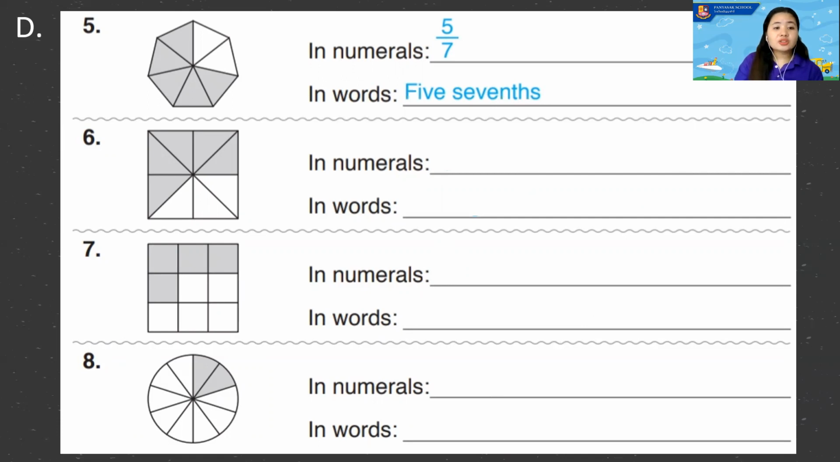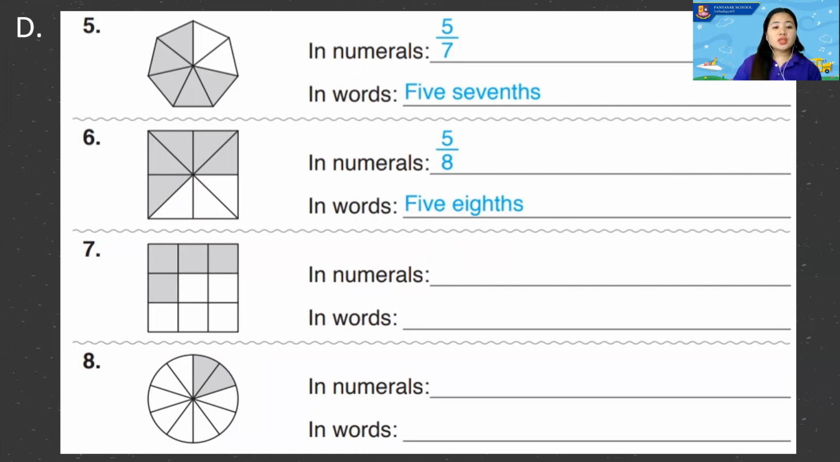Next, let's go to number 6. Again, let's count how many shaded parts there are. 1, 2, 3, 4, 5. So 5. How about the total? 1, 2, 3, 4, 5, 6, 7, 8. So the answer for number 6 is 5/8, or in words, five eighths with THS. Very good.